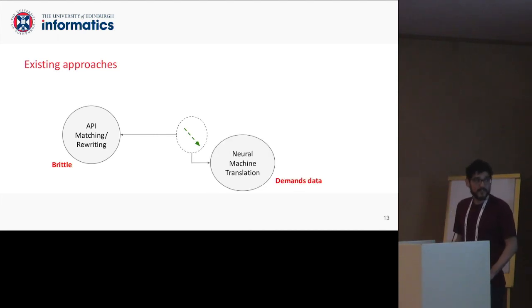Another technique is using neural machine translation, which uses deep learning models to directly translate from one language to the other. The problem with that approach is that it demands data, and it demands quality data, which is not exactly widely available, especially when we are talking about domain-specific languages.